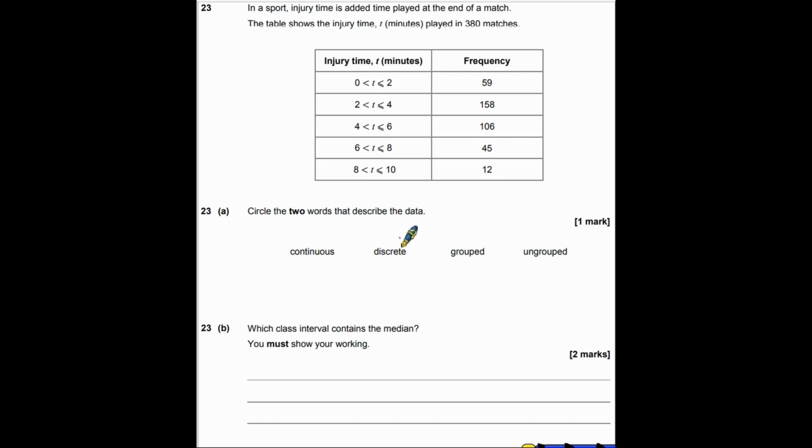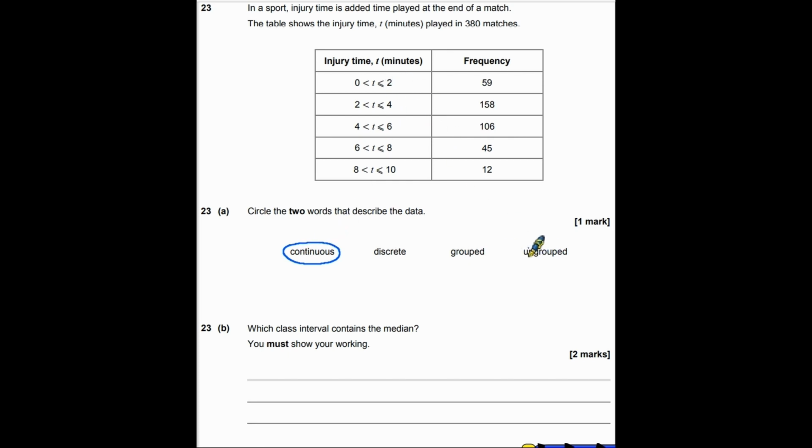Discrete data is that which has gaps. It has distinct groups. Maybe you're looking at shoe sizes. You might be a size 7 or a size 8 or a size 9, but you're not a size 7.1, 7.2, 7.3. There are gaps between the information. Continuous, there are no gaps. Now look at this table. It goes from 0 to less than or equal to 2, and then immediately continues with greater than 2, less than or equal to 4, greater than 4. There are no gaps between these different groups. Therefore, the information is continuous.